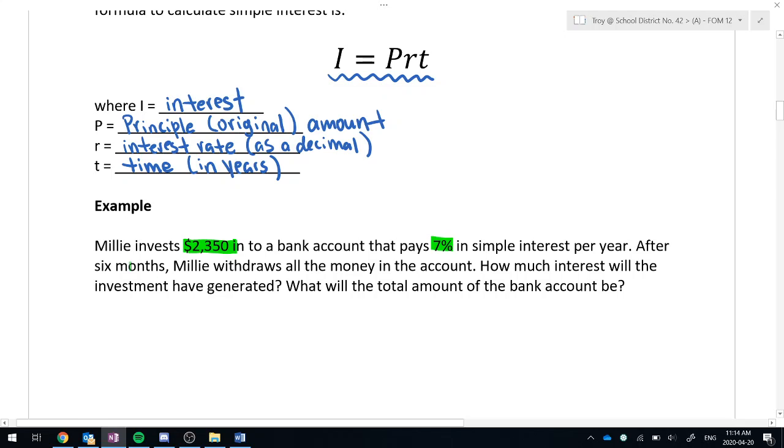After 6 months, Millie withdraws all the money from the account, and assuming that she hasn't spent any money while it's sitting there, the question is how much interest will the investment have made, and also what will the total amount of the bank account be when Millie goes to withdraw.